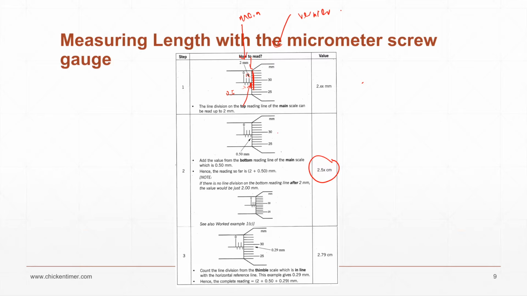After that, you will proceed to this section here. You will look for the line that coincides with the horizontal here. So you see this. This is 0.29, because it is in mm. So what you do is you take 2.5, then add on the 0.29 like that. Then you end up with 2.79.